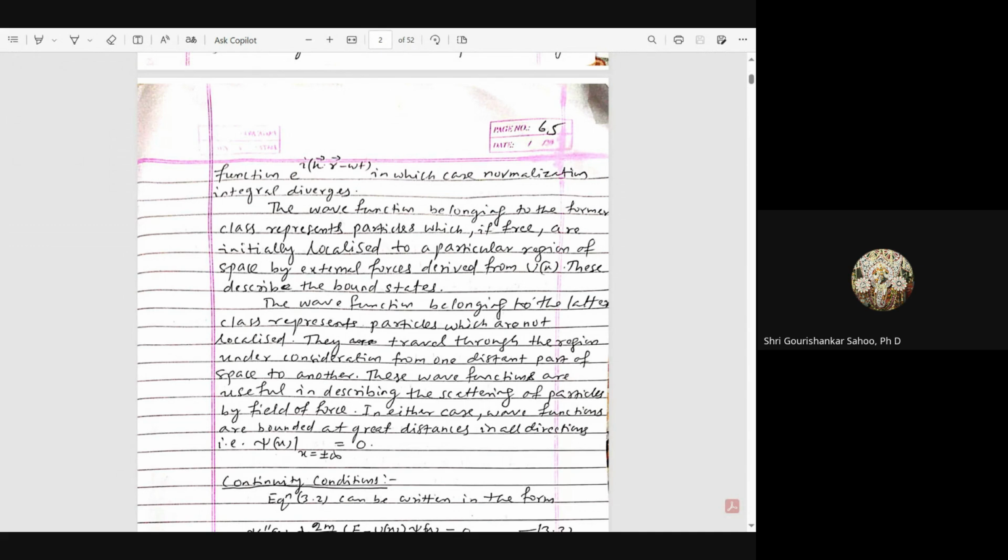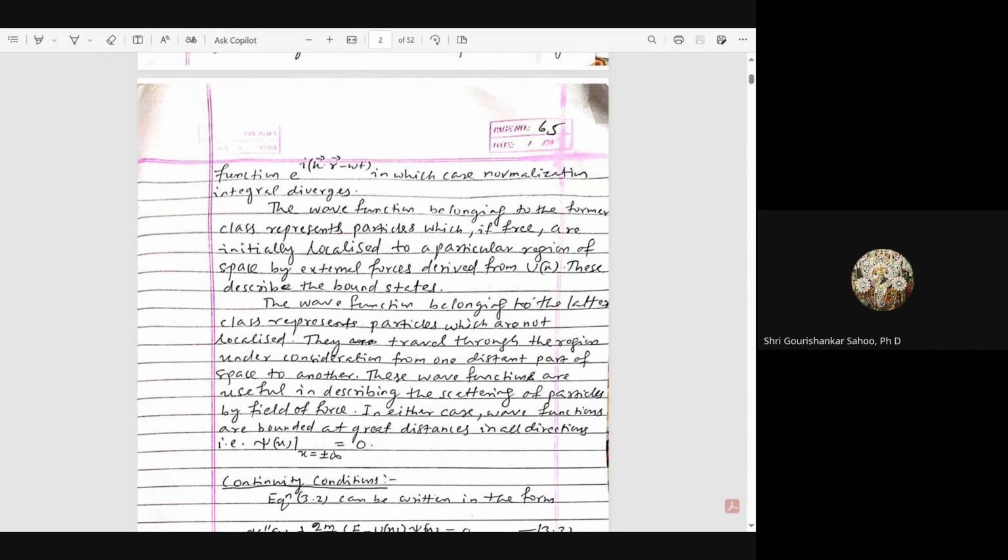So the wave function belonging to the first class, where there is a convergence of the wave function, represents particles which, if free, are initially localized to a particular region of space by external forces derived from U. And this describes bound states. So where the wave function converges, it describes a bound state.